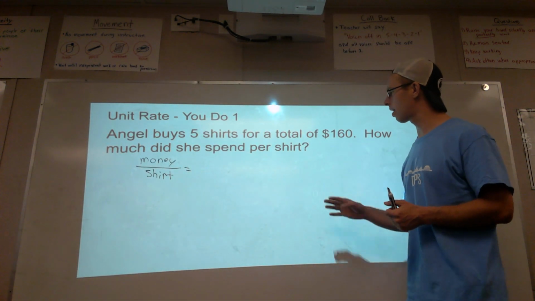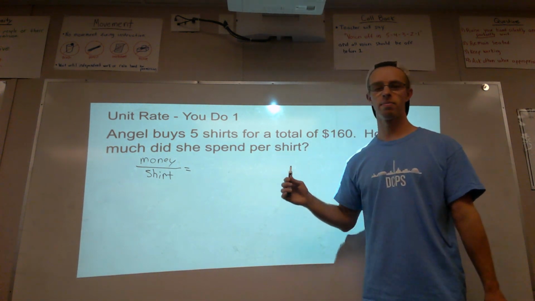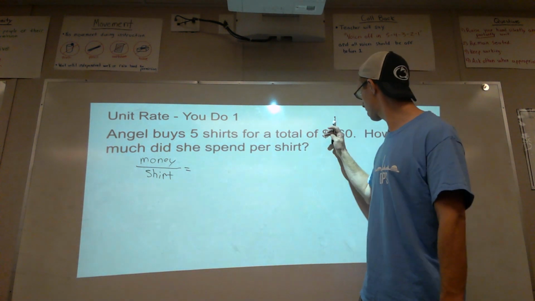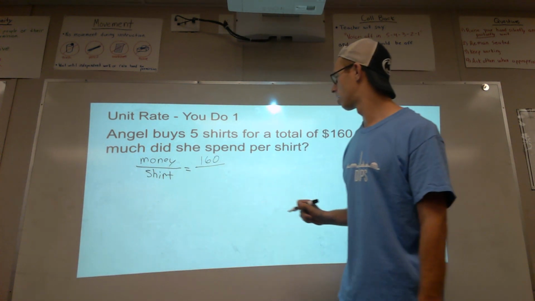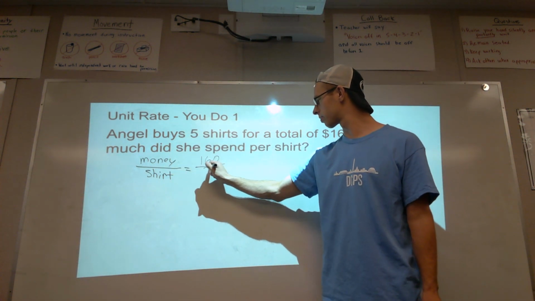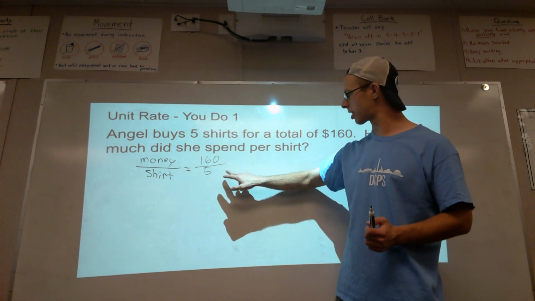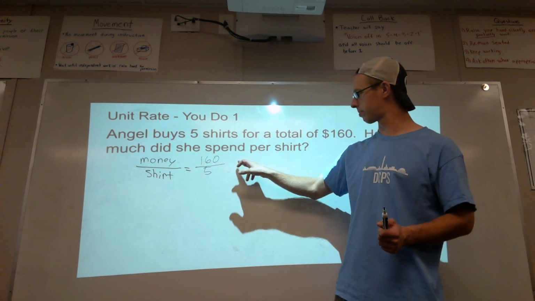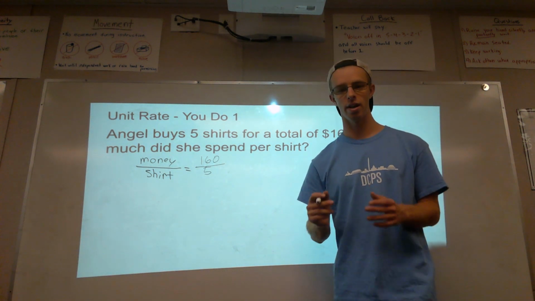Now I need to make sure I accurately align these two numbers here. I need to put money with money and shirts with shirts. So this 160 is money. So it needs to go on the top here. And this 5 shirts, the 5 goes with shirts, so it needs to go here. And again, I can see 160, and this fraction line, again, means division. Such an important concept, so I'm going to keep saying it. Saying 160 divided by 5. That's how I can figure out the cost per shirt.